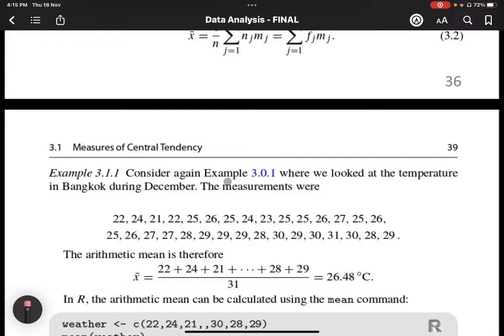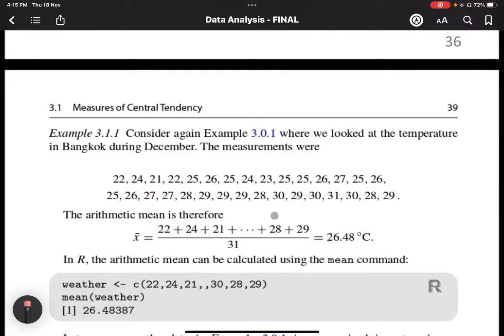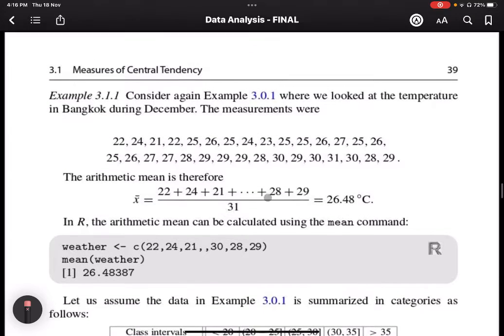Okay, we have an example here. Temperature in Bangkok during December. So we have 22 degrees, 24, etc., hanggang the highest is 31 degrees. So to get the average, we add the data and divide it by the value of n, the number of observations. For this example, after dividing it, we get 26.48 degrees centigrade. Okay? So, ganun lang kasimple yung arithmetic mean.